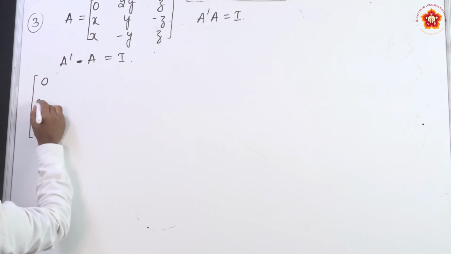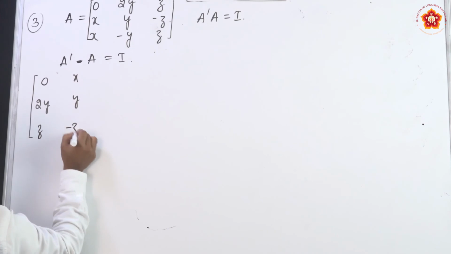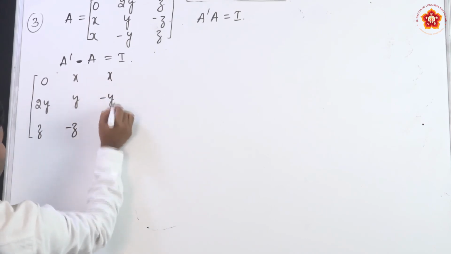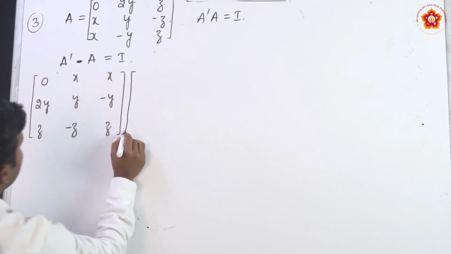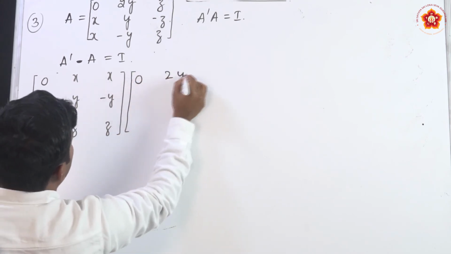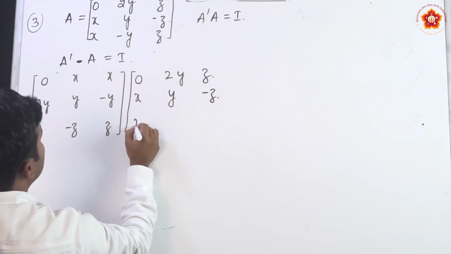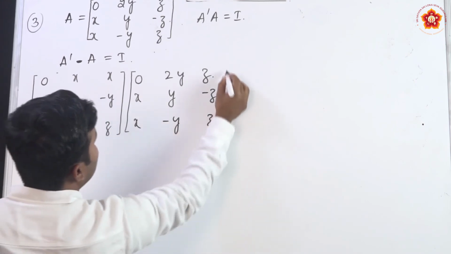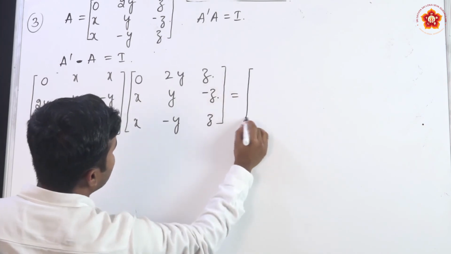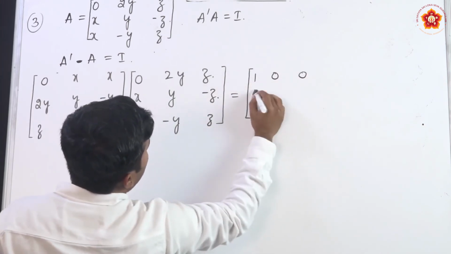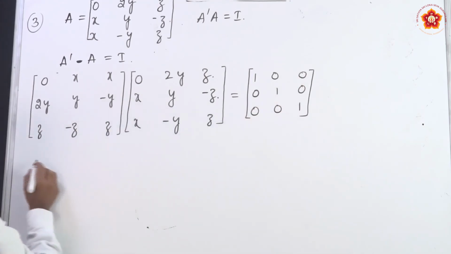So, 0, 2y, z, x, y, minus z, x, minus y, z into A. What is A? 0, 2y, z, x, y, minus z, x, minus y, z is equal to I. What is I? The identity matrix: 1, 0, 0, 0, 1, 0, 0, 0, 1. So now you multiply this.